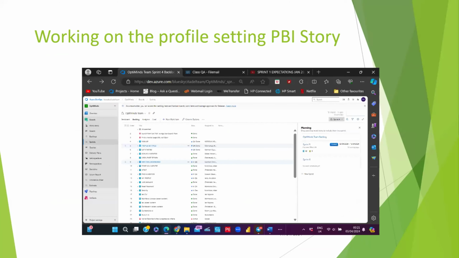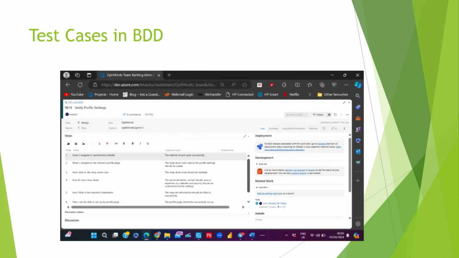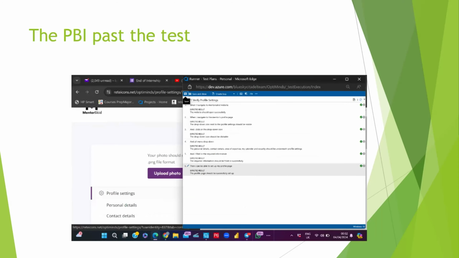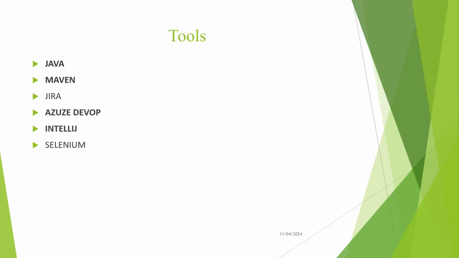Sprint 4, I worked on the profile settings. This is showing my artifact on the allocation of the work for myself. The acceptance criteria, that's the artifact showing that. Here are my test cases in BDD format. And this is the PBI that shows that it passed the testing, and then it moved to UAT by the BA for testing. The tools are Java and Maven. Time's up.